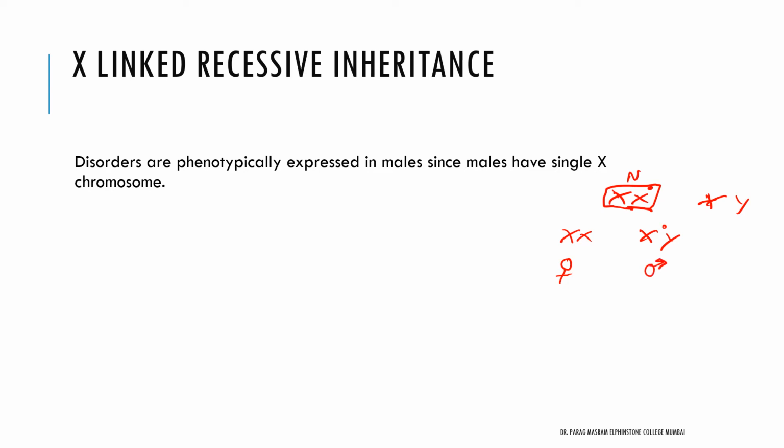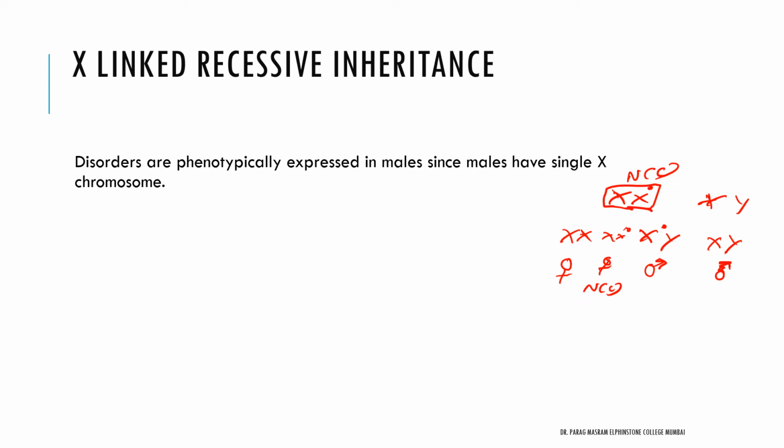Her son will be affected because there's only one X chromosome and the character will be expressed in absence of any other X chromosome. But the normal mother will be called a carrier. The daughter will be completely normal. Even if she gets an affected gene, she will be normal, but she will be a carrier. And for every son there is a 50-50% chance that one of the two sons will be affected. One will be normal, another will be affected.